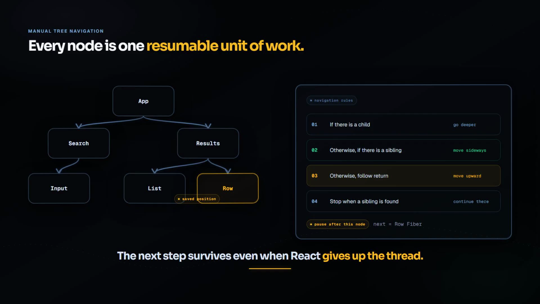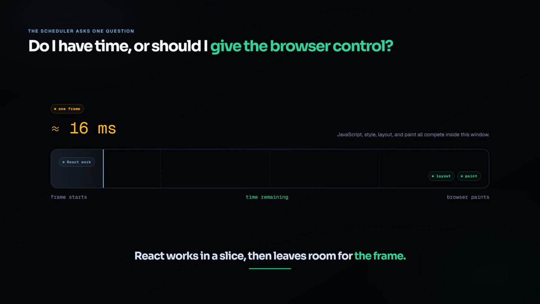But then who decides when React should stop? After each unit of work, it has to answer one question: do I have the time to keep going, or should I hand the control back to the browser? This is where the scheduler comes in.